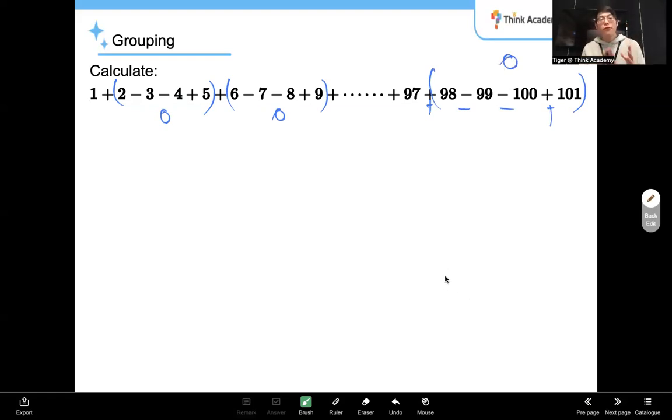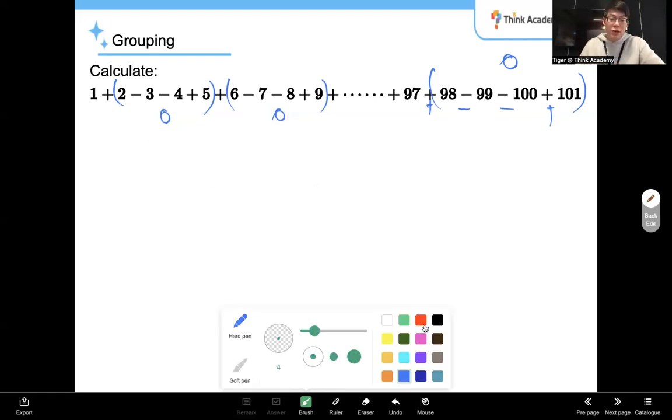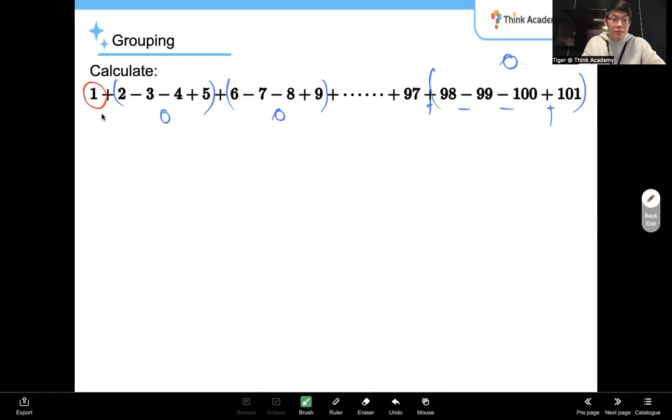So it means that starting from 2, every 4 numbers will cancel out themselves. So in the end, I have 1 adding a bunch of zeros. I don't care how many there are, as long as they are all zeros. So the answer is 1. 1 is the only number left.